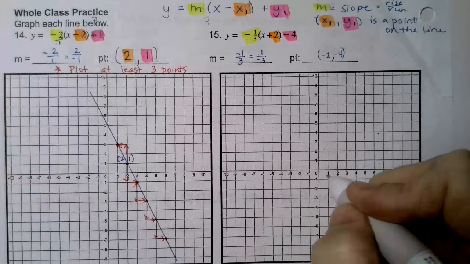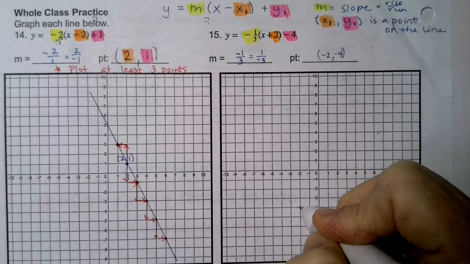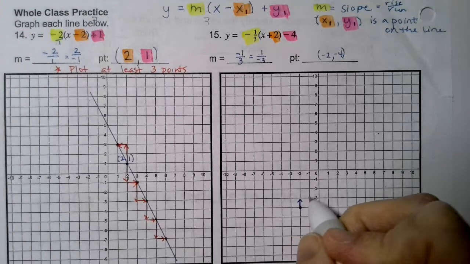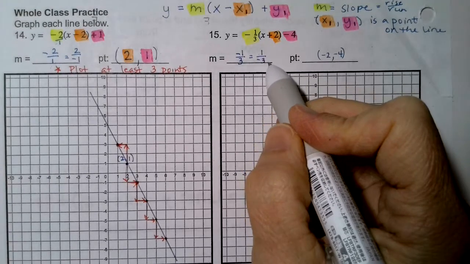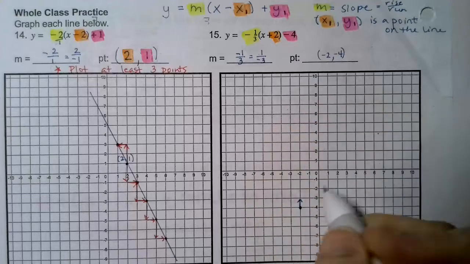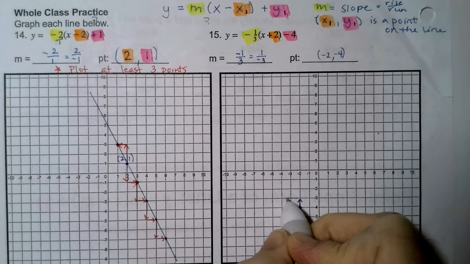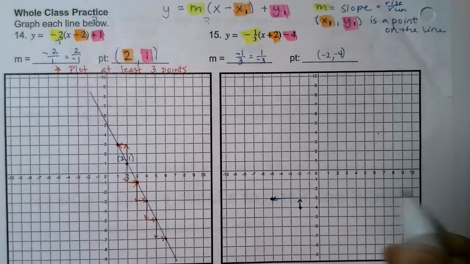So I'm going to plot that point. -2, -4 is down here. And then if I go up 2, that would be this point, I would need to go left 3. So if I go up 1, I go left 3 for my next point.